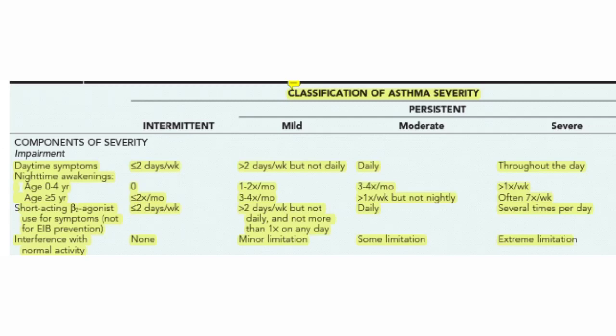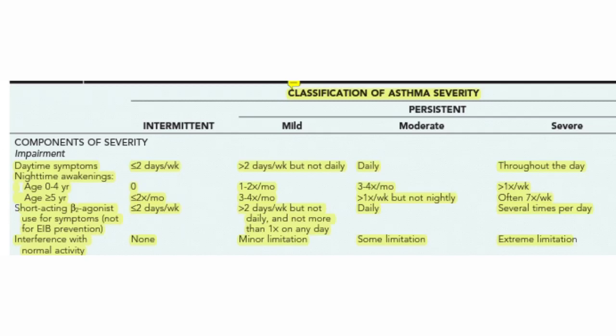In more than 5 years age, the nighttime symptoms increase. In intermittent there should be less than 2 episodes of nighttime symptoms per month. In mild, 3 to 4 per month, and in moderate, more than 1 per week, but not nightly. And in severe, often 7 times a week. So every night you will get symptoms. So you should remember this classification of asthma severity.